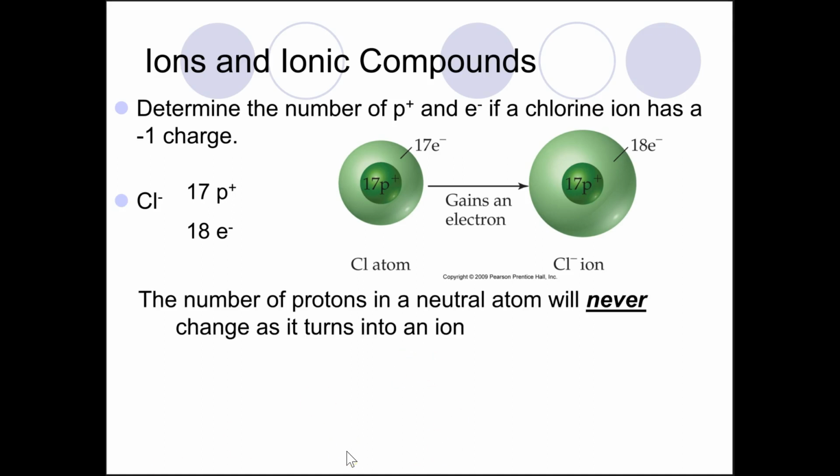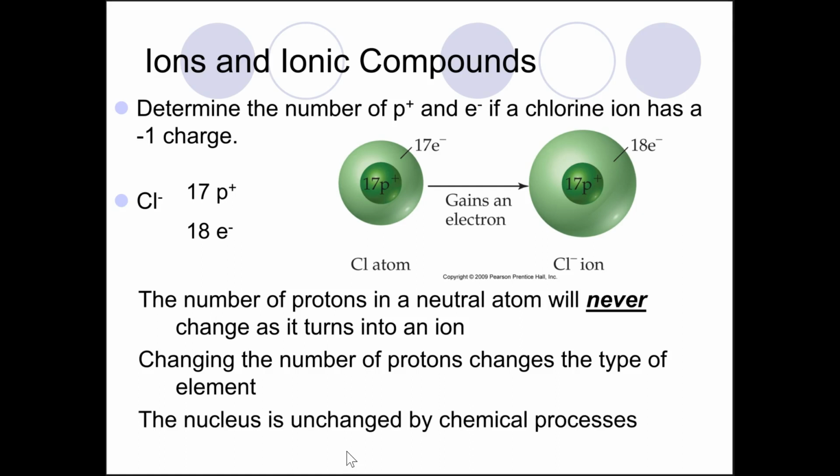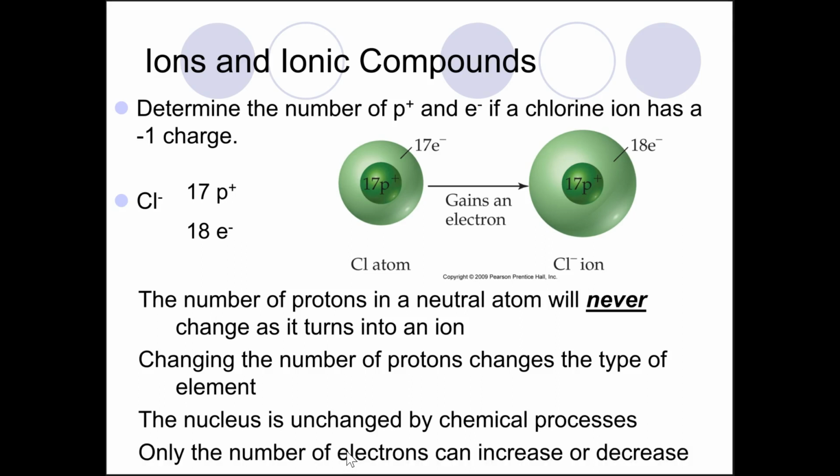So the number of protons in a neutral atom will never change when it turns into an ion. Protons don't change. They're in the nucleus. The nucleus doesn't change when we do a chemical reaction. Changing the number of protons will change the type of element. Chlorine will become argon. Whatever, we'll change the element to a different thing. That is not an ion. An ion is when we change the number of electrons. The nucleus is never changed by chemical processes.